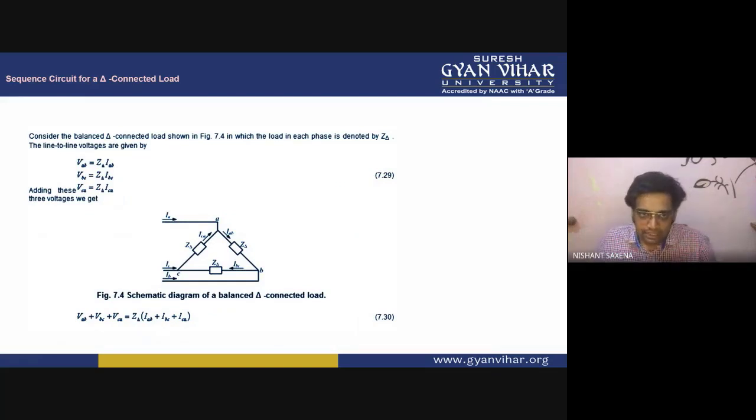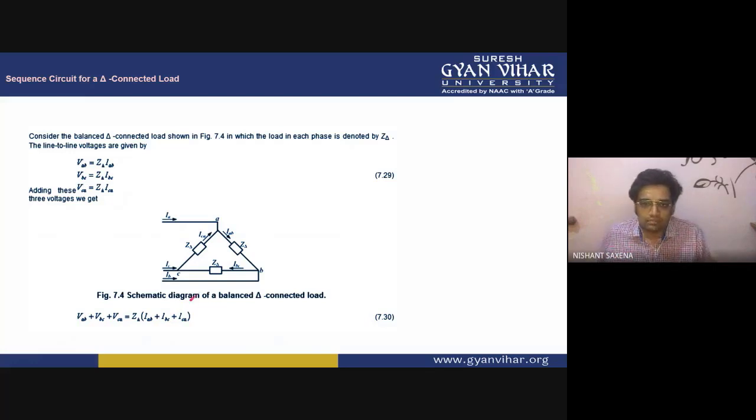Now let us find out the sequence circuit for the delta connected load. Consider this balanced delta connected load. Now let's talk about the sequence circuit for a delta connected load. Look at this figure 7.4. The impedance Z delta is connected in each of the phases.